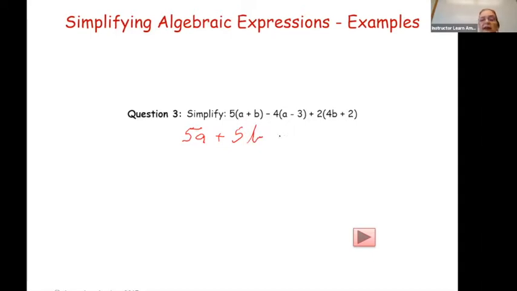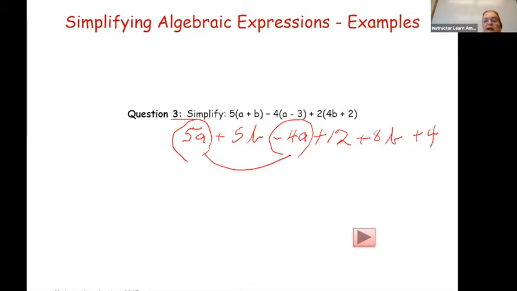Distributing the negative 4 over the a minus 3, we have minus 4a and plus 12. Remember, the negative 4 times the negative 3 is going to give us a positive result. And then distributing the 2 over the next expression, we have plus 8b plus 4. Okay, so now we can look for like terms. Now that we've gotten rid of all the multiplications, we see we have terms in a, the 5a and the minus 4a. We have terms in b, the 5b and the plus 8b. And then we have the constant terms here.